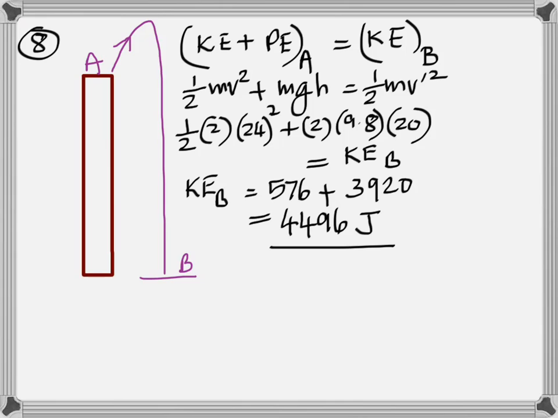Oh, another look at this. I surely made a mistake here, so it's 392. Hold on, it's 392, so 576 plus 392. And that gives 968 joules. I just caught that mistake at the last minute.